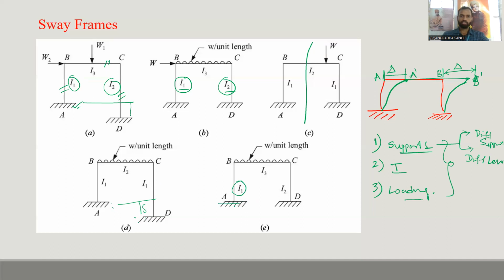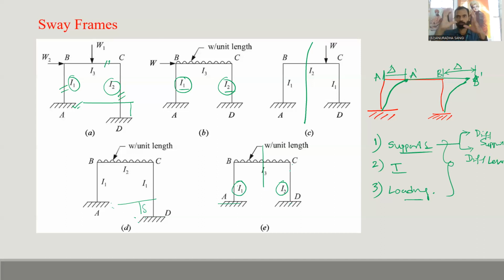Coming to figure E, the supports are at the same level, but the moment of inertia of column 1 and column 2 is different. So this will cause sway. The moment of inertia of both the columns is different, so there is a chance of sway. And the loading is symmetrical about the y axis, so this loading may not cause sway, but the moment of inertia will cause sway.